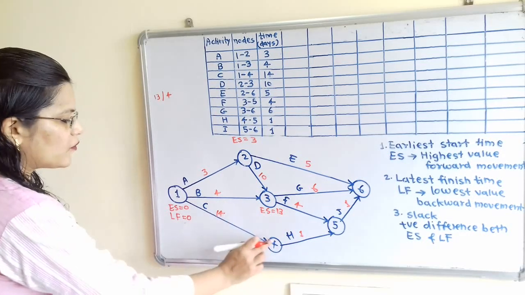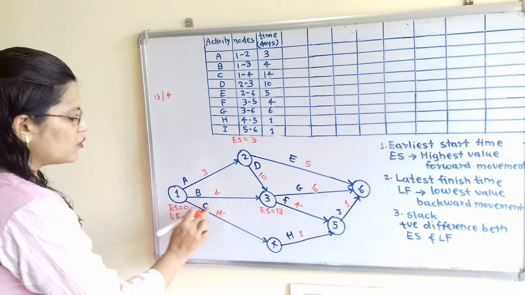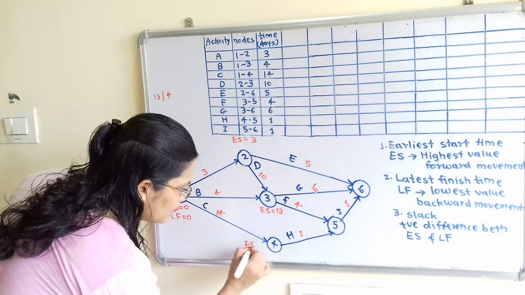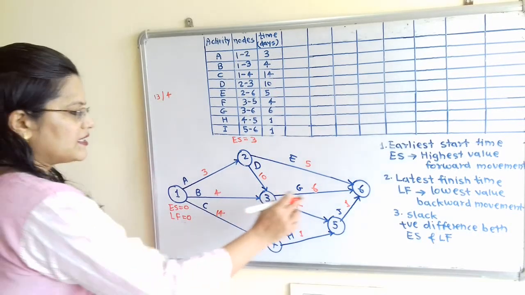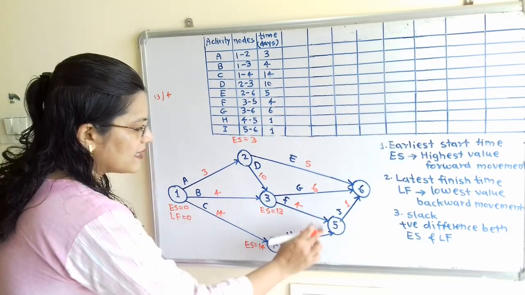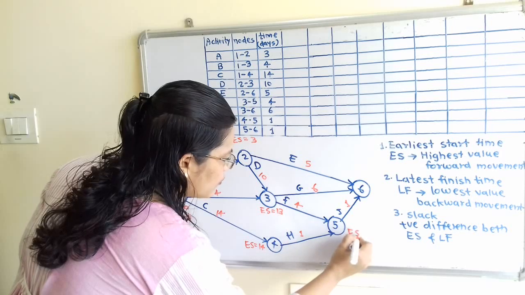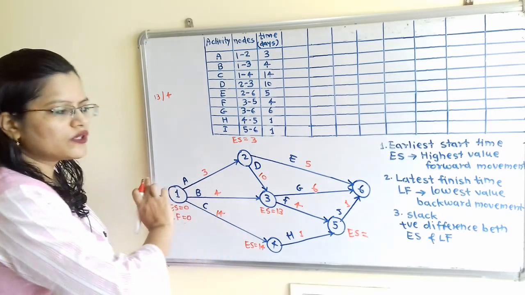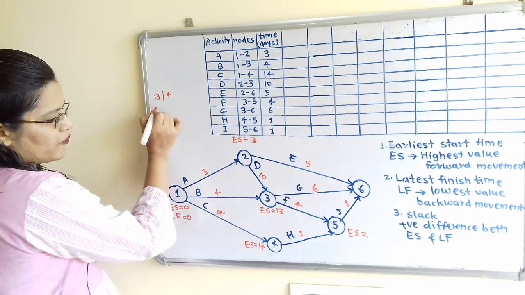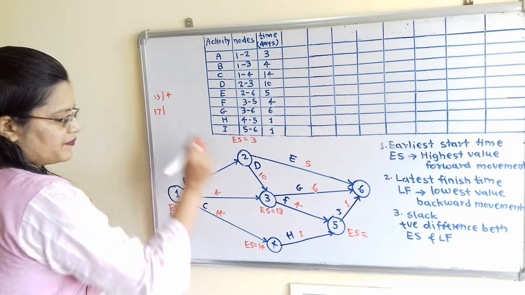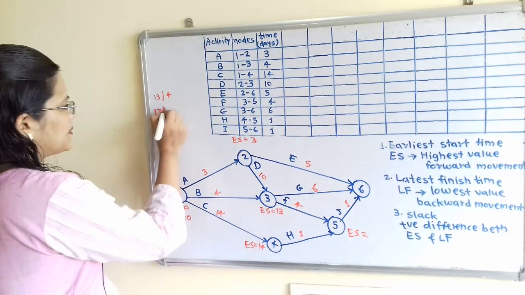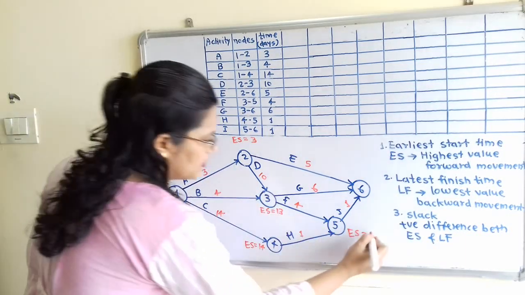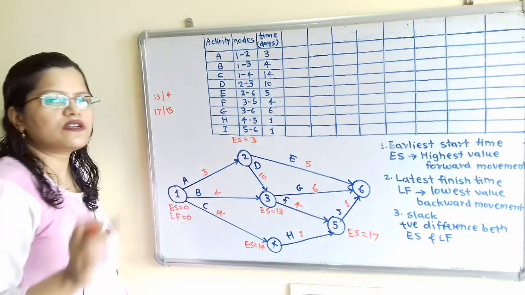Now the next node is 4, and there is only one incoming arrow, so 0 plus 14, that is 14. So ES is equal to 14. Then next is node 5. How to calculate the value of ES? We have two options because there are two incoming arrows: 13 plus 4, that is 17, and 14 plus 1, that is 15. The highest value is 17.